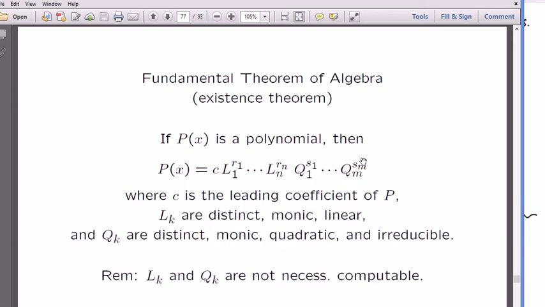No matter what your polynomial is, it factors into a product of linear factors, L1 through Ln, they're all linear. x minus 1, x plus 1, x minus root 2, those are all linears. Maybe there are multiple copies of x minus 1, so that's a multiplicity there. What are the Q's? Quadratic polynomials. These are irreducible, you can't factor any further because the zeros of a Q1 are all imaginary.